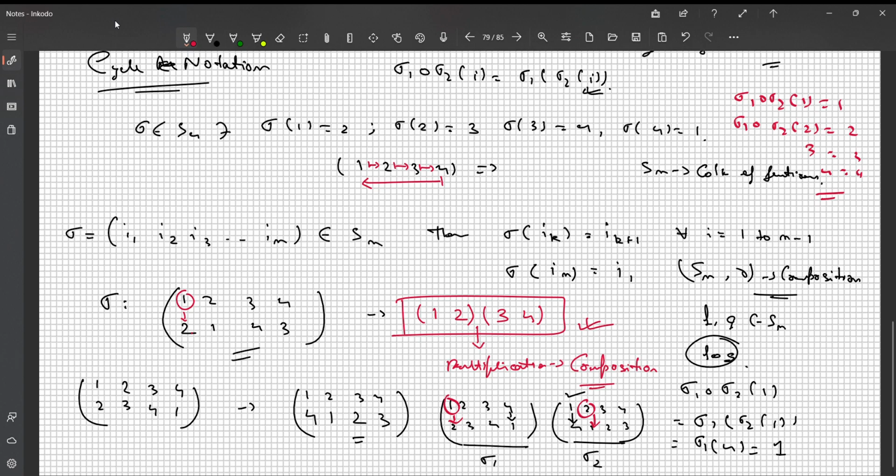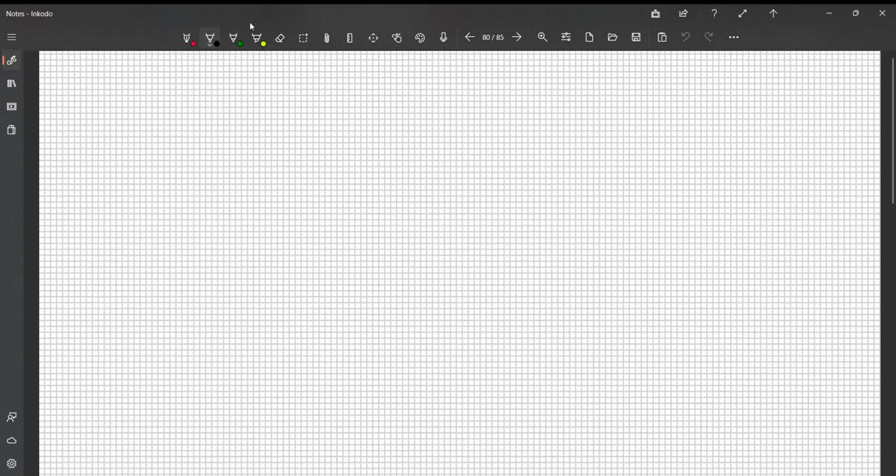So it's obviously an inverse element. And obviously this inverse is also a bijection from block n to block n. So it's obviously inside the set Sn only. So it's obviously a group. Sn is obviously a group.